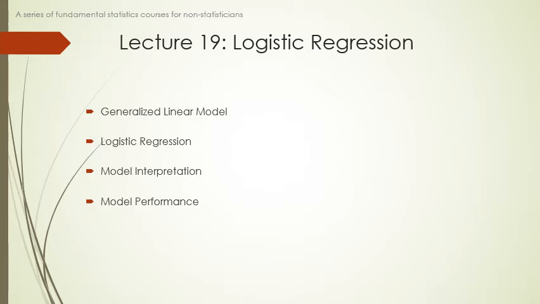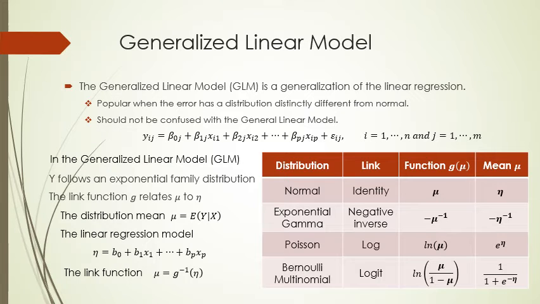In the 19th lecture, we will discuss the logistic regression. The generalized linear model is a generalization of the linear regression. When the error has a distribution distinctly different from normal, the linear regression may fail while the generalized linear model may work. The term should not be confused with the general linear model.